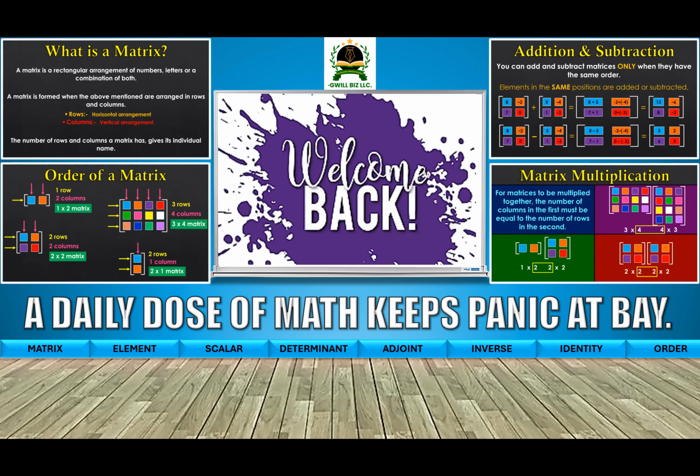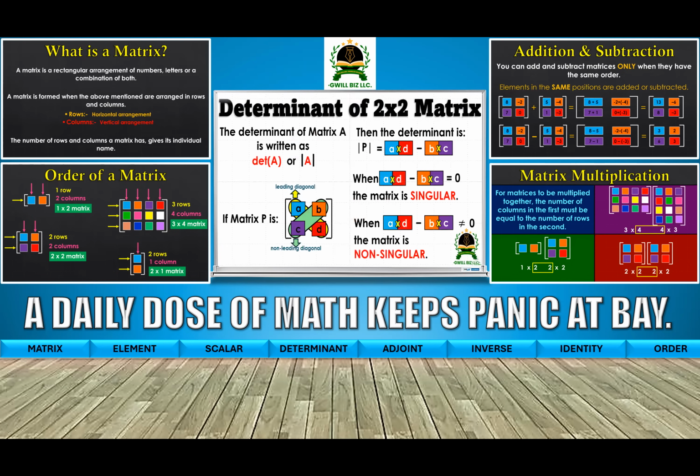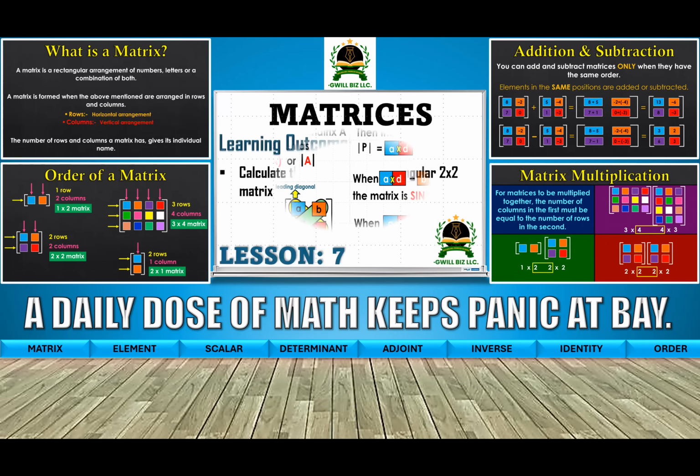In our last two lessons, we examined how to determine the adjoint and the determinant of a 2 by 2 matrix. Today, we're building upon that knowledge for an exciting new lesson. What's on our agenda? We will be exploring the inverse of a non-singular 2 by 2 matrix using the adjoint method. Ready to dive in? Let's get started.